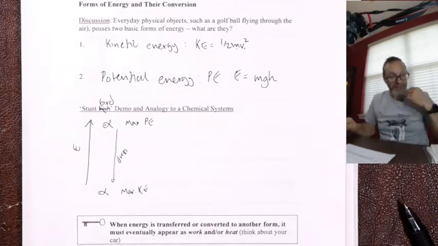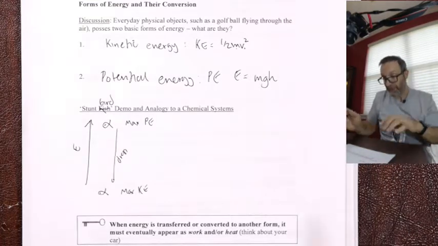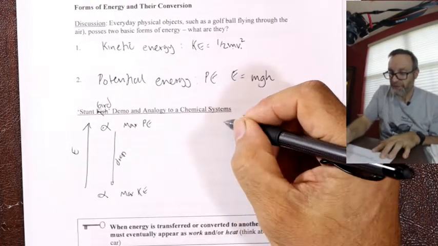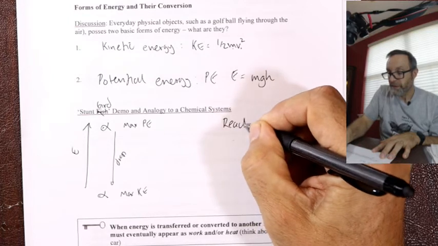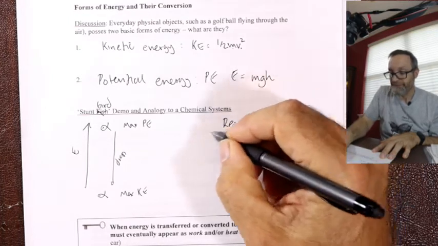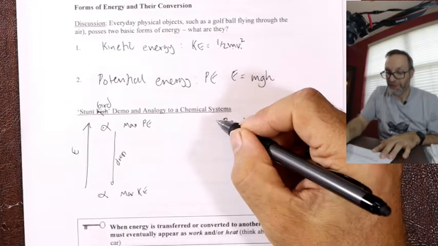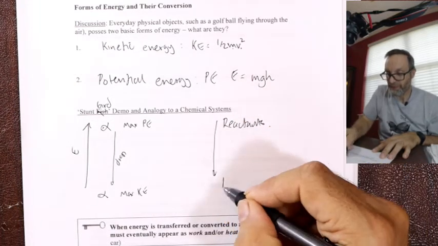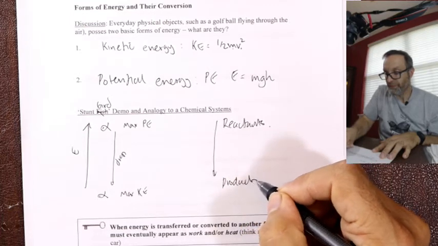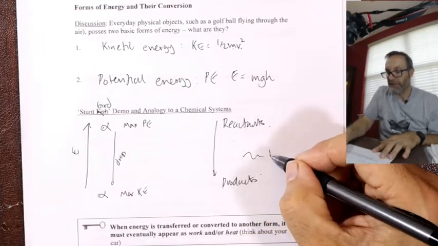Now we see a similar thing in chemistry. We have reactants, which are like the fish, high off the ground. And then when we turn them into products, energy comes out.